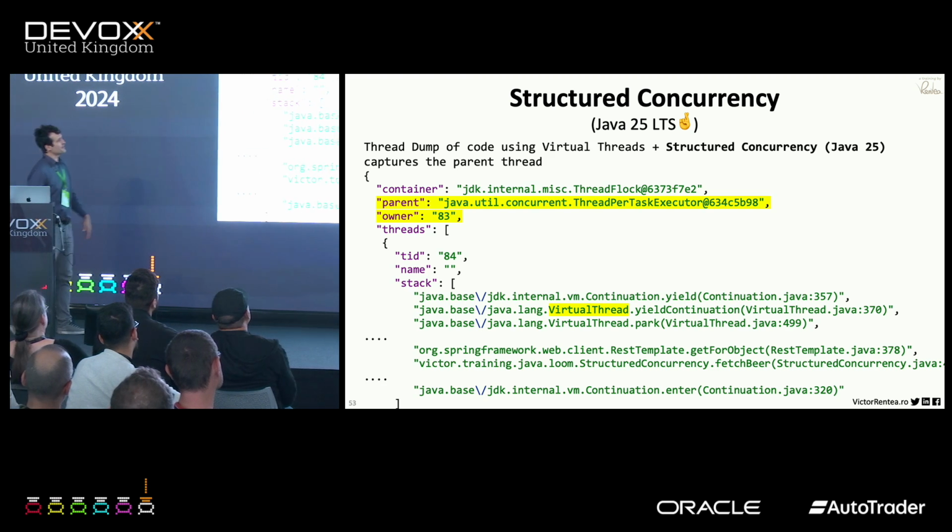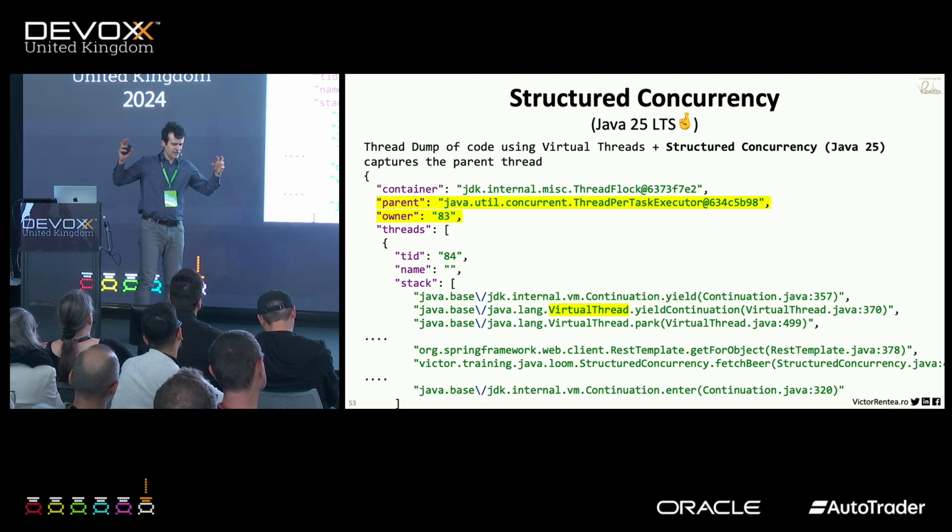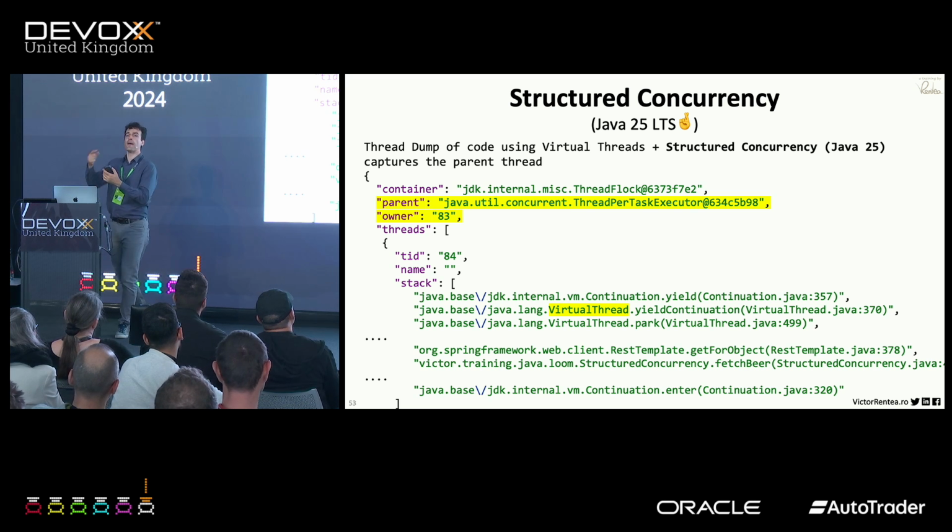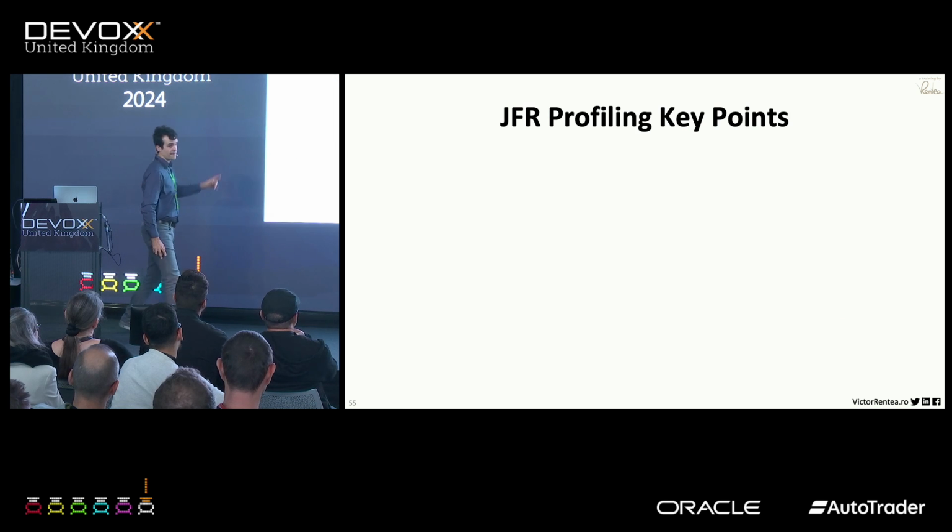I'm going to skip this slide, but I'm just going to say in Java 25, we're going to have this new shiny feature called structured concurrency, which is going to allow threads to link to parent threads. JFR would also be able to see this.